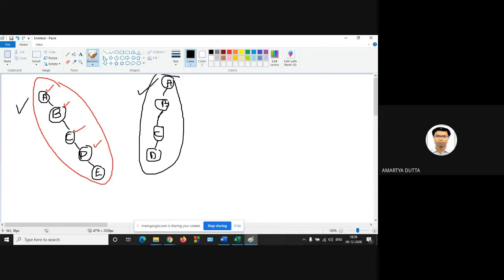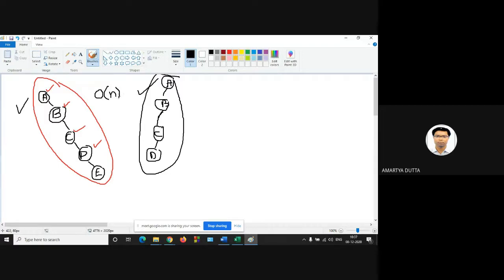Now for searching here, what will be the searching complexity? Anyone? This is order of n. Why so? For searching any element, the complexity will be order of n.